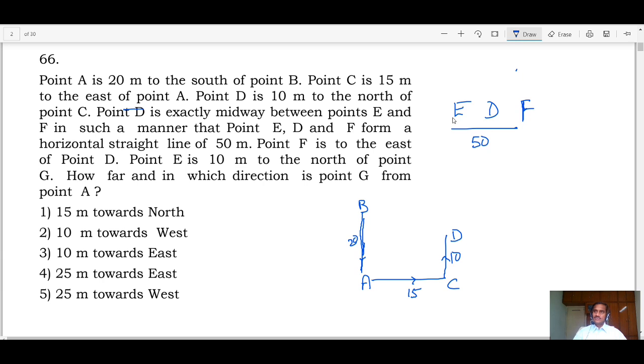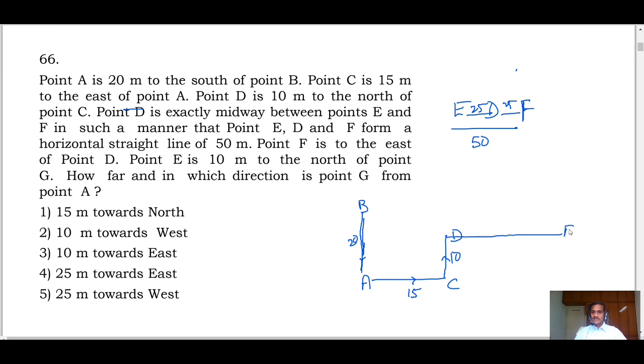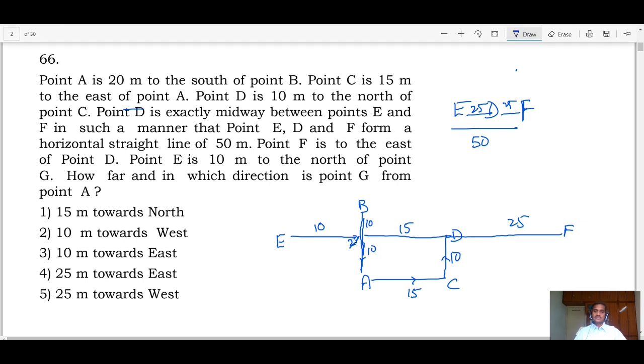Now E can be on the left hand side, west, or to the east of D. And F is to the east of D, clearly given. As F is to the east of D, the distance is 25 and here also 25. Now F will be somewhere here, which is 25 meters, and E is here, and E is also 25 meters. Out of these 25 meters, this is 15, and this must be 10, and this is 15. Out of these 20, this is 10 meters, and this is 10 meters.